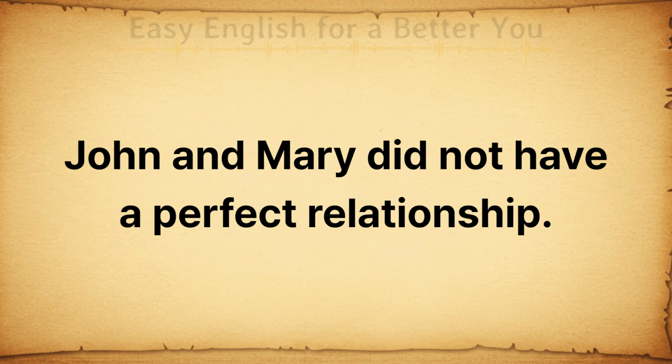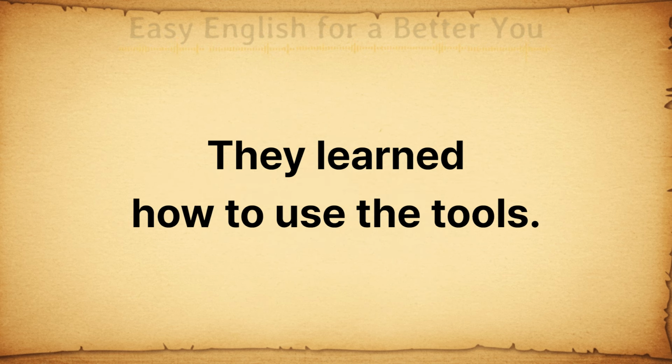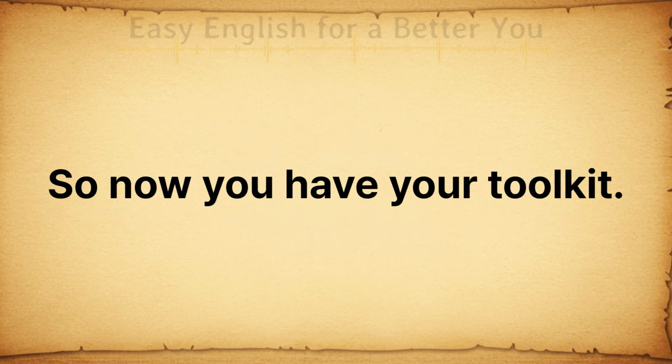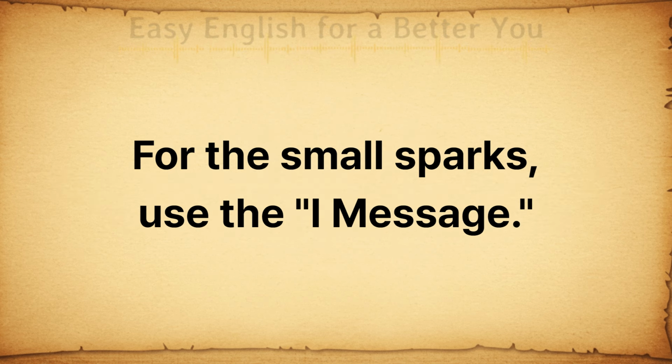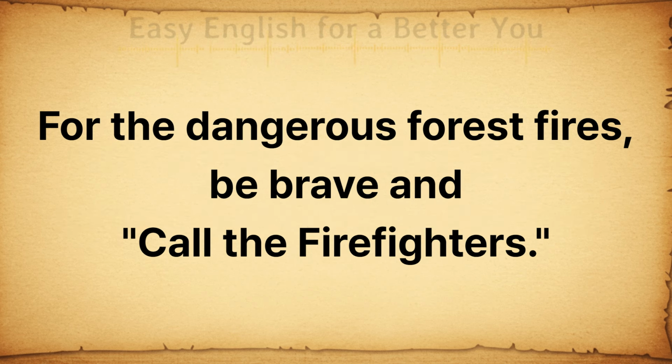John and Mary did not have a perfect relationship. They had a real one. They learned how to use the tools. Your toolkit for a better relationship. So now you have your toolkit. For the small sparks, use the I-message. For the growing campfires, schedule a calm talk time. For the dangerous forest fires, be brave and call the firefighters.